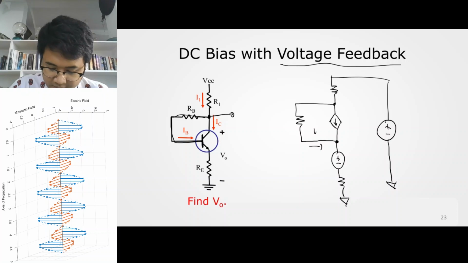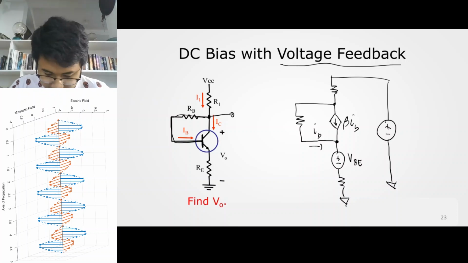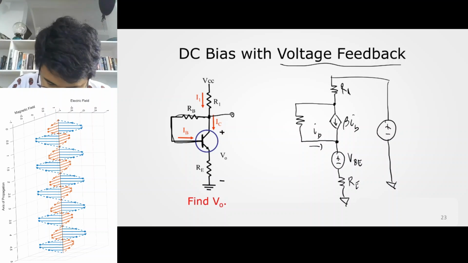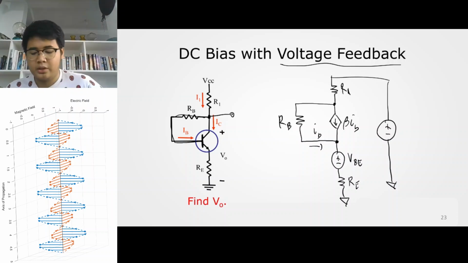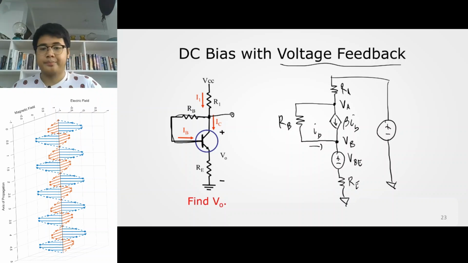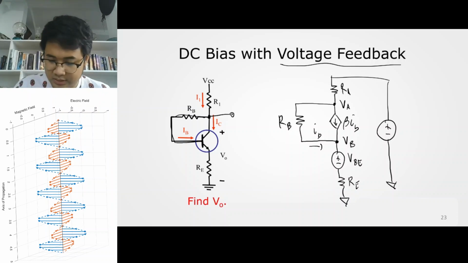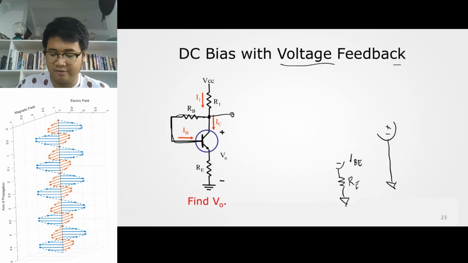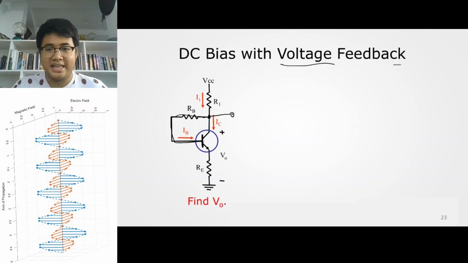So IB is here, beta IB is here, this is VBE, normally 0.7 volts. RE is just RE, so R1 is equal to RB. And you have two nodes of interest here now. You have this node and this node. Okay, so you have two equations with two unknowns. That's easier, right, compared to what we gave you as an example for nodal analysis.